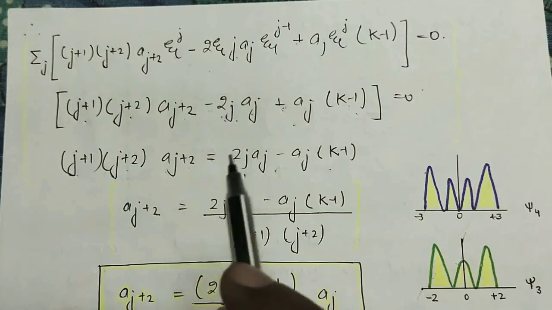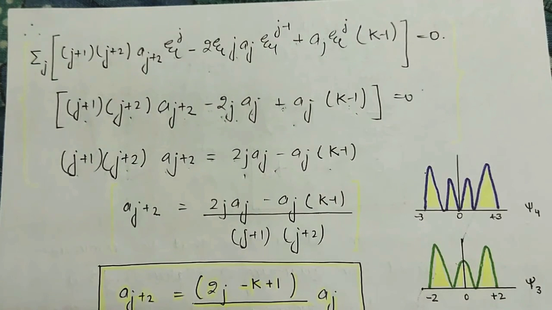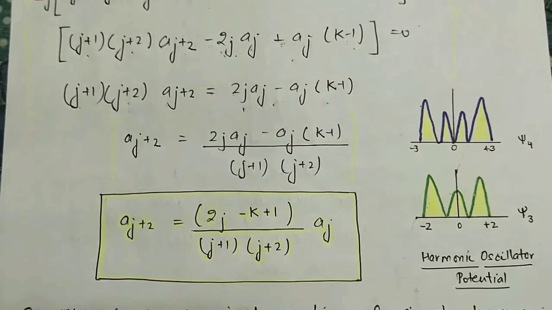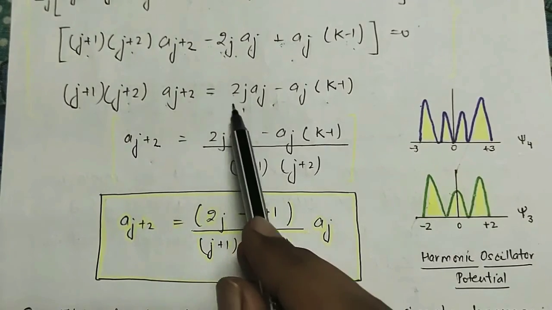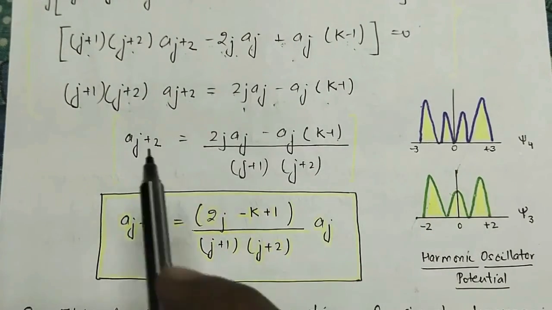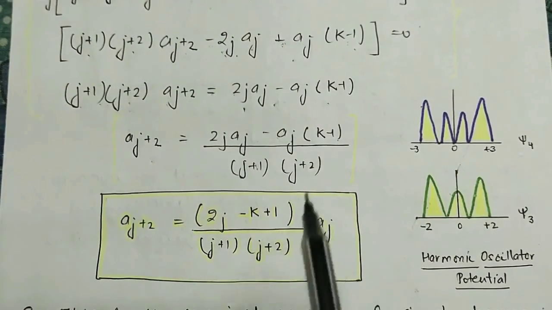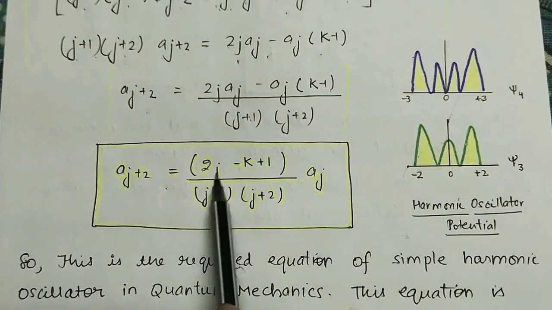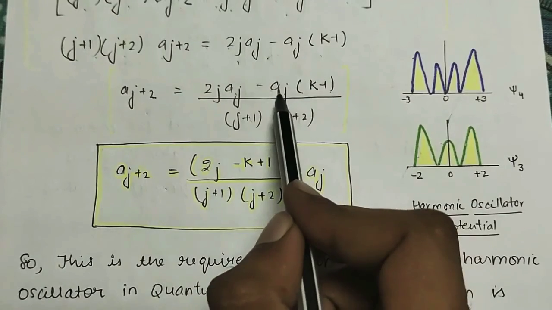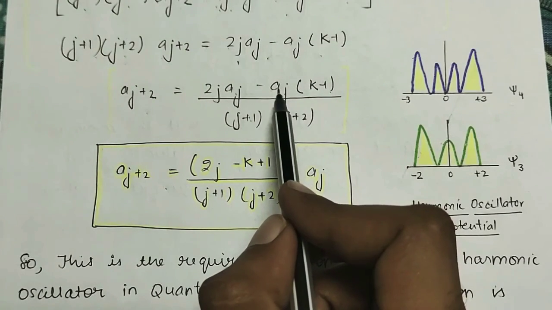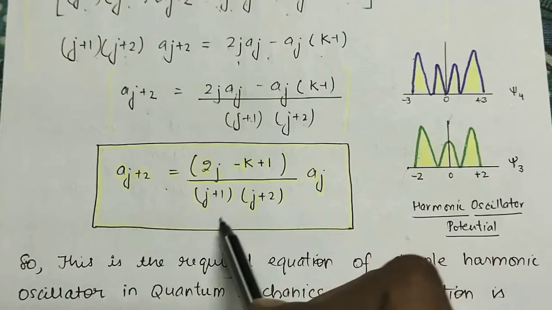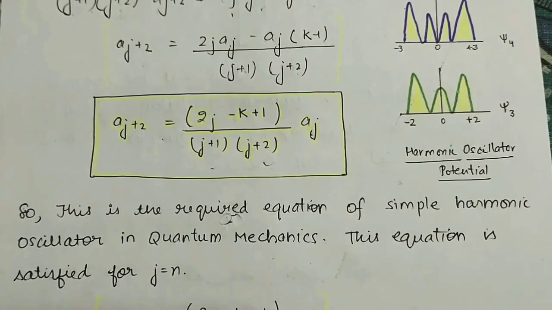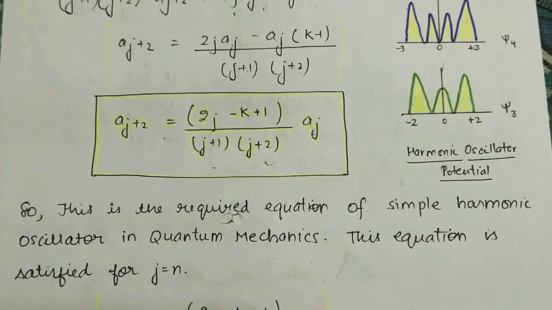Now we have to find the value for a j plus 2. Ultimately the expression for a j plus 2 is 2j minus k plus 1 over j plus 1 j plus 2, times a j, where a j I take as common. Okay, so this is the required recurrence equation of the simple harmonic oscillator in quantum mechanics.